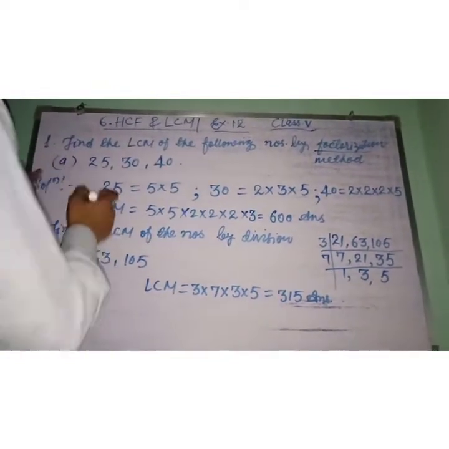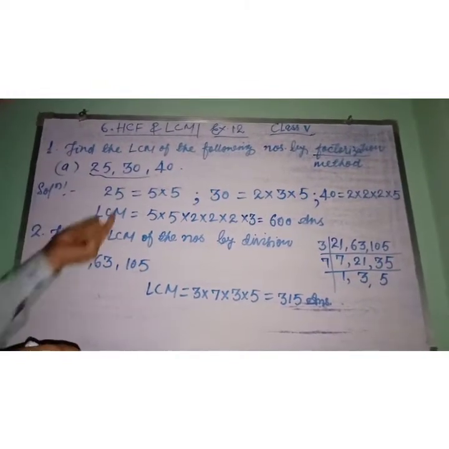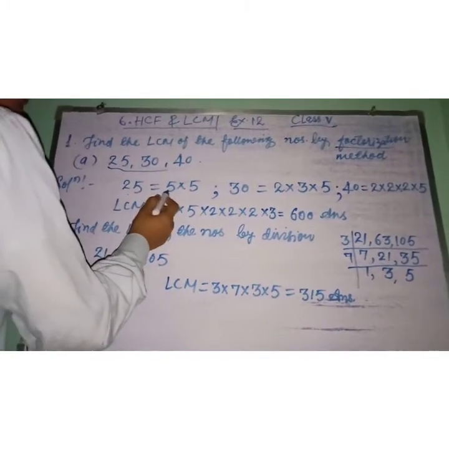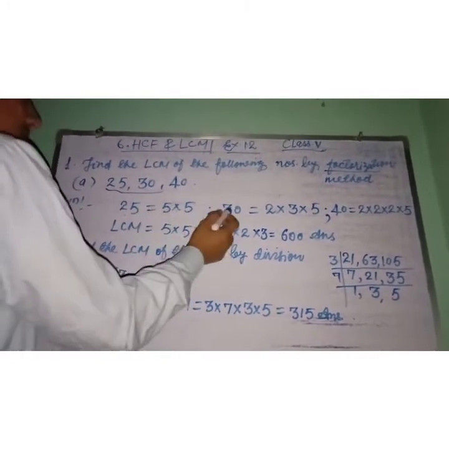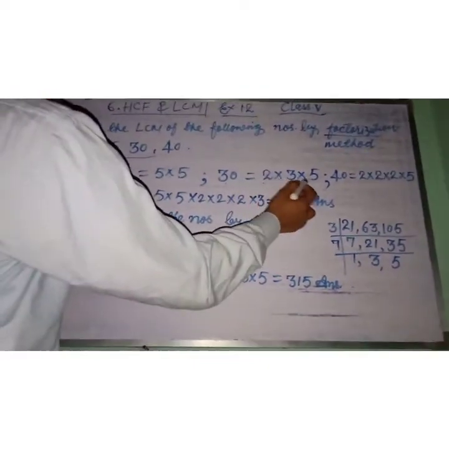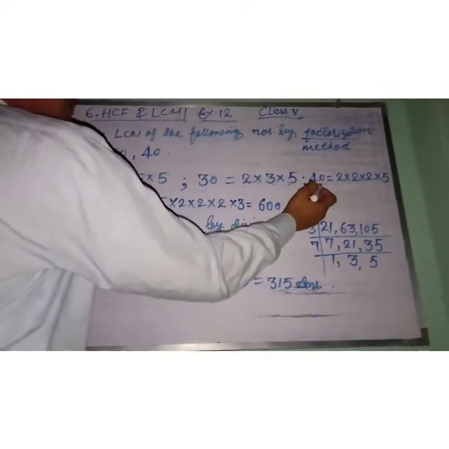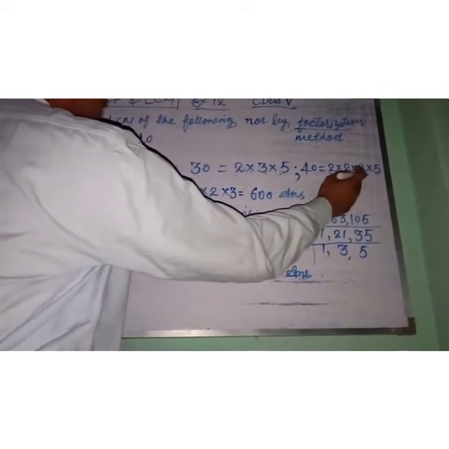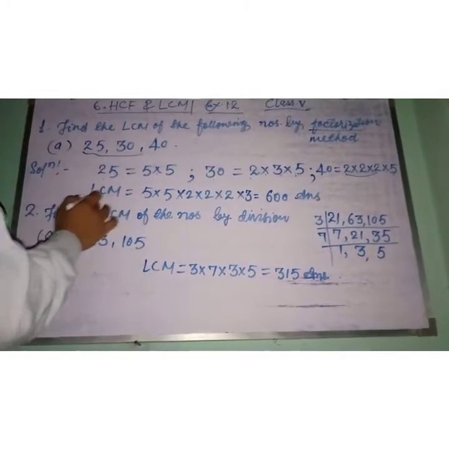Here the question says find the LCM of the following numbers by factorization method. Here the word factorization means prime factorization method. That means first of all write all the given numbers separately as prime factors. Here 25 can be written as 5 multiplied by 5, 5 5 is 25. 30 can be written as 2 multiplied by 3 multiplied by 5, 2 3 is 6, 6 5 is 30. 40 can be written as 2 multiplied by 2 multiplied by 2 multiplied by 5. Okay, now what about the LCM?